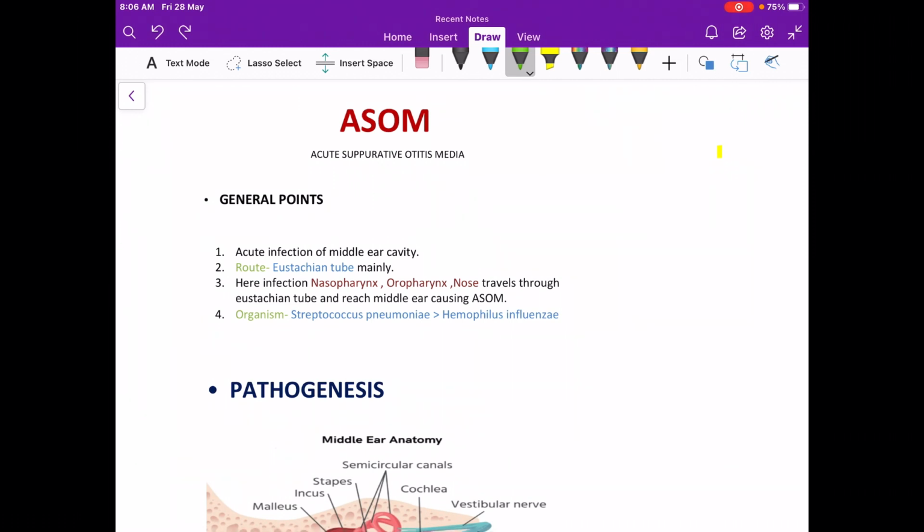Today we are going to study the very important topic of ENT, the ear part, that is ASOM, acute suppurative otitis media. What does it stand for? It is an acute condition in which there is suppuration, that is pus formation, and otitis media, that is middle ear infection. So there is pus formation, acute infection, and middle ear infection.